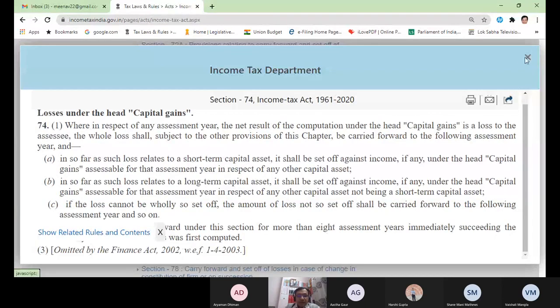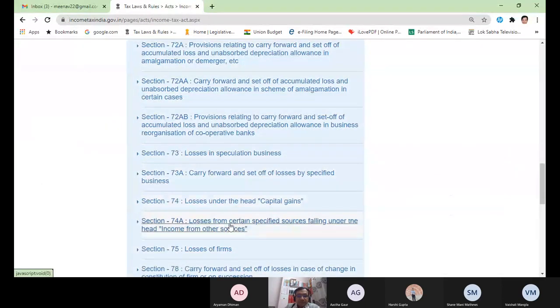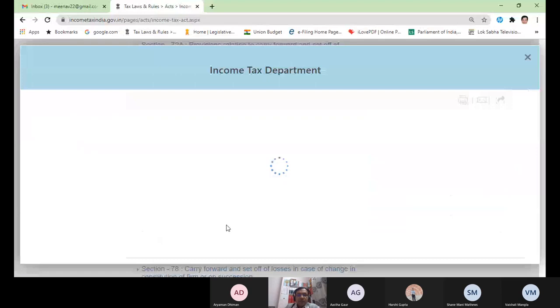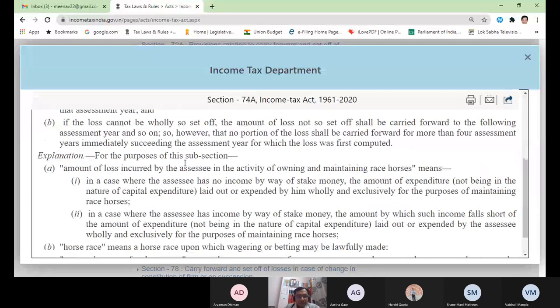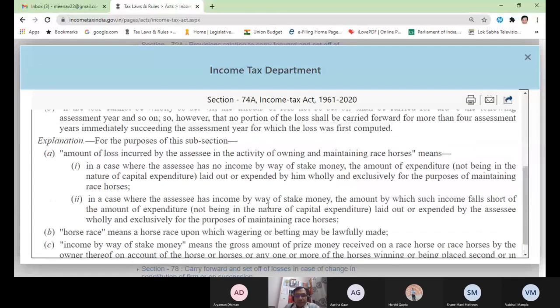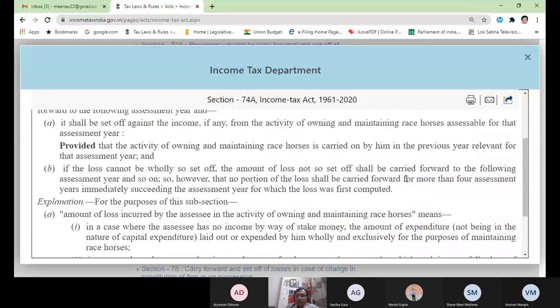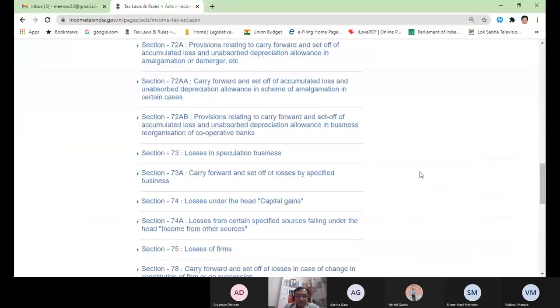Similarly, for owning and maintaining resources, a time limit of 4 years is given. For more than 4 years, it is not allowed. That's it.